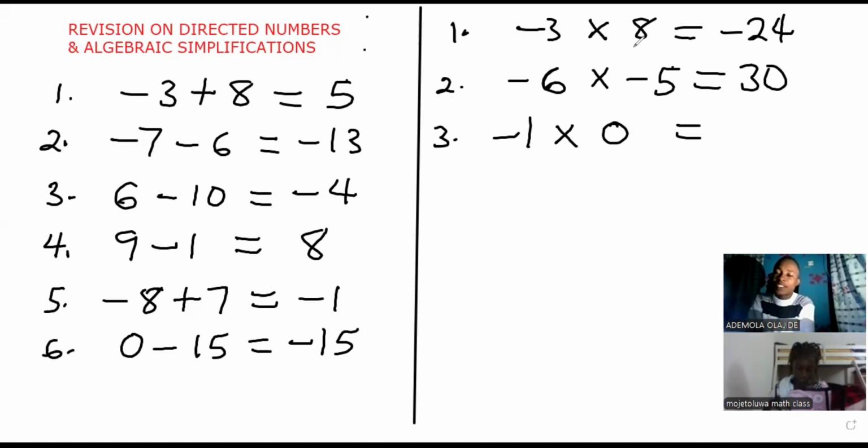What is now negative 1 times 0? 0. I never say negative 0. I told you before that 0 is a neutral number. It's neither positive nor negative. Don't say positive 0 or negative 0. Is that clear? Yes.